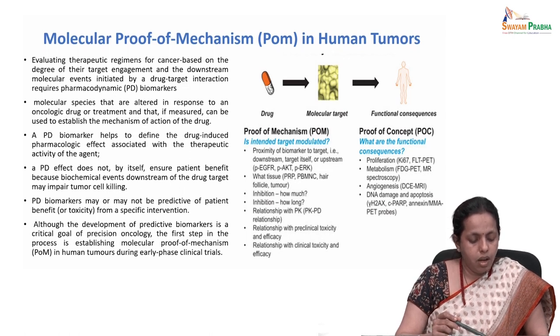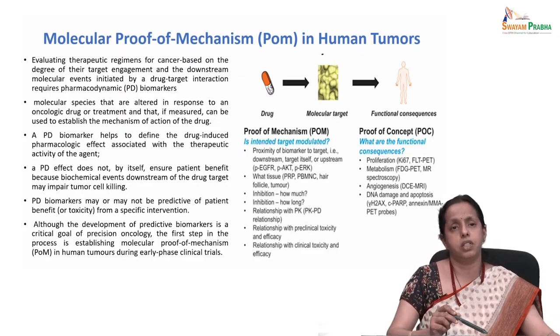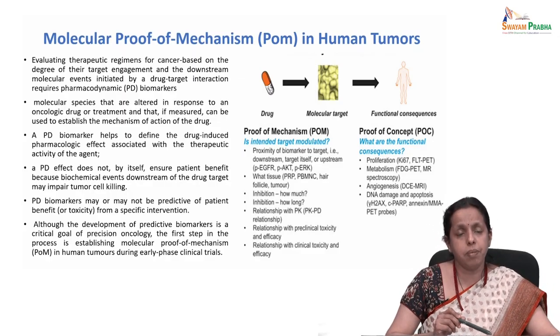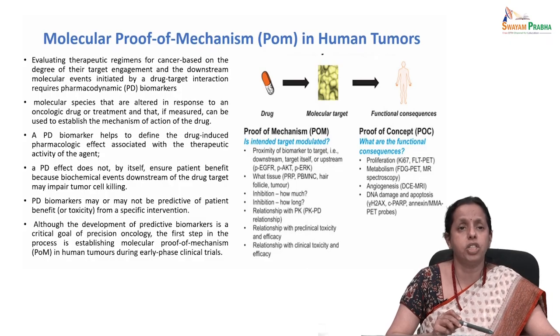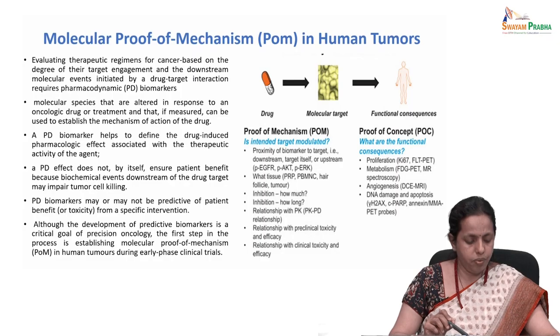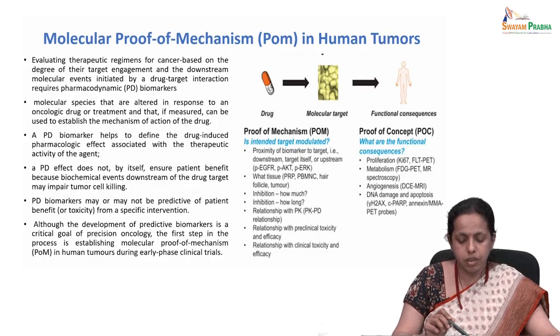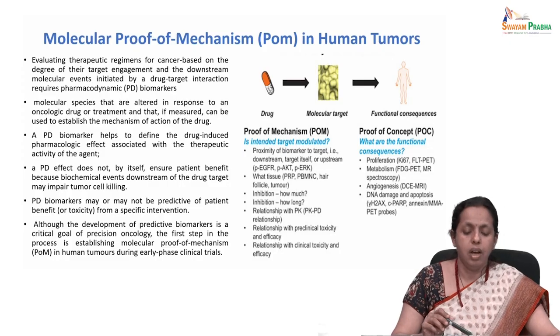The development of a predictive biomarker is the goal for precision oncology. The first step in the process is to establish your molecular proof of mechanism, POM, in human tumors, and you have to establish this mechanism in the early phases, your phase 1 and phase 2 of your clinical trial.